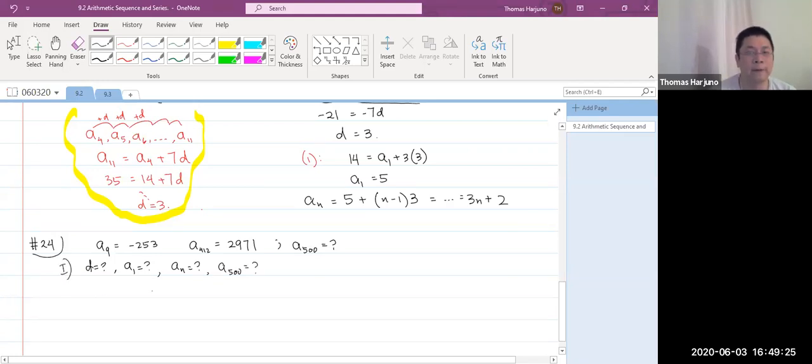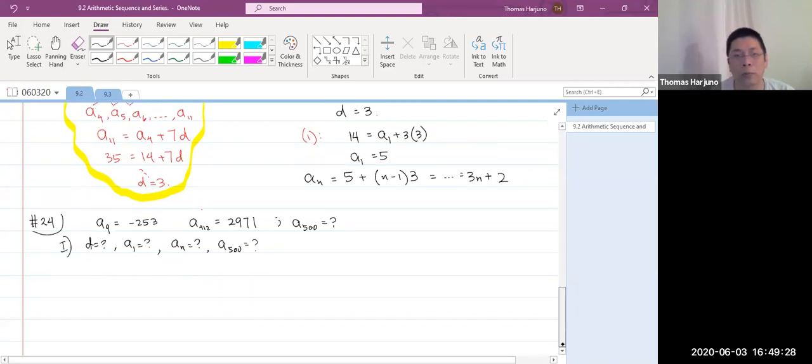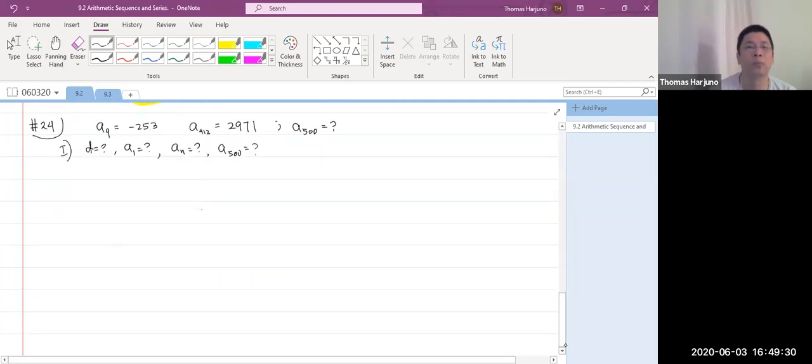Do you want to do it yourself or do you want us to do together? Let me give you maybe 1 or 2 minutes to have a feel on this question. Together. So we have the 412th term. I'll write the 412th term first. The 412th term is the first term plus 411d, while the ninth term is the first term plus 8d.